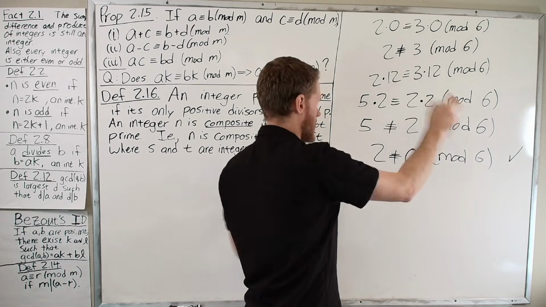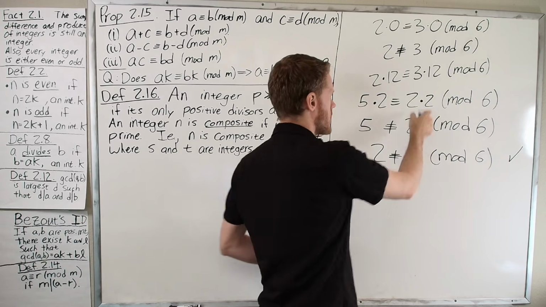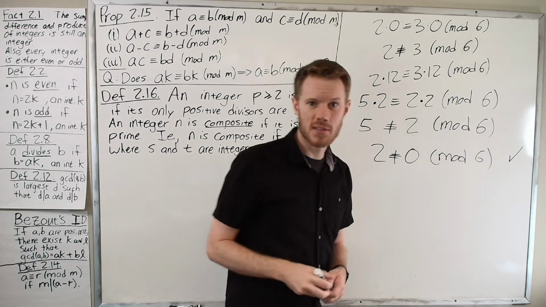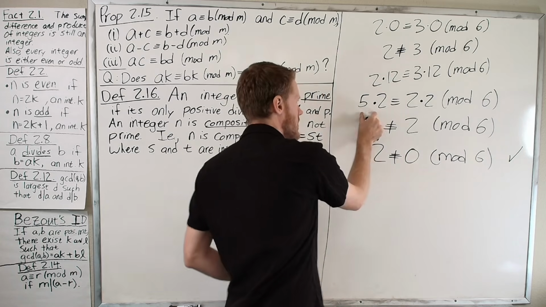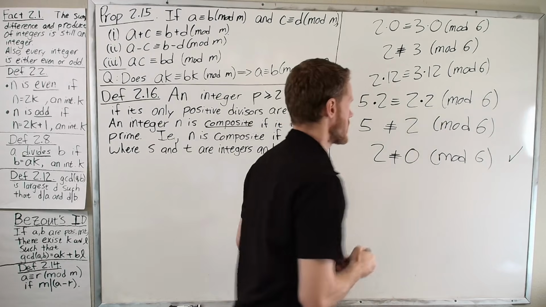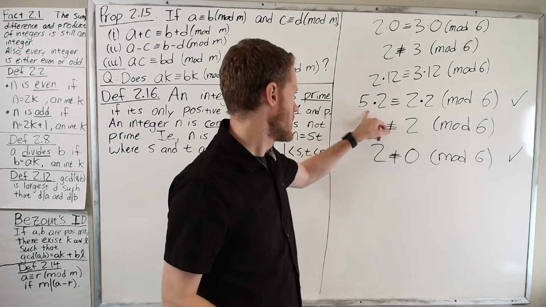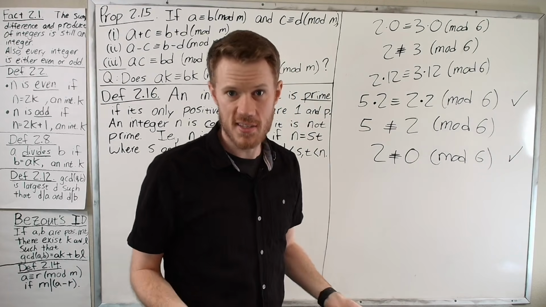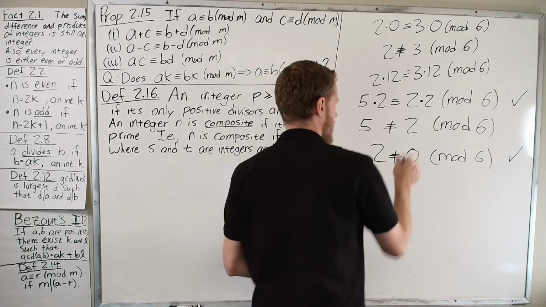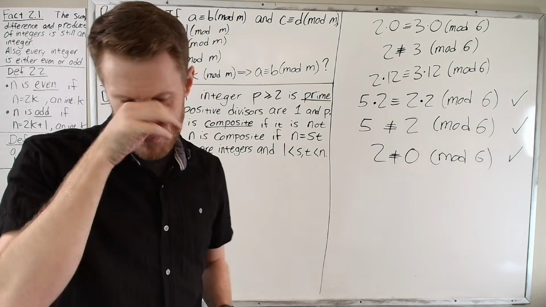Alternatively, if you divided 10 and 4 by 6, 10 divided by 6 leaves a remainder of 4. 4 divided by 6 leaves a remainder of 4, right? This is 1. 10 divided by 6 is 1 with 4 left over. This is 0 with 4 left over. So, yep. Also, you go to the definition. Does 6 divide 10 minus 4? Does 6 divide 6? Yes, it does. And is 5 not congruent to 2 mod 6? Correct. So there's an example.